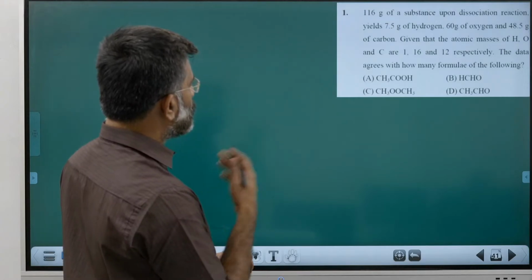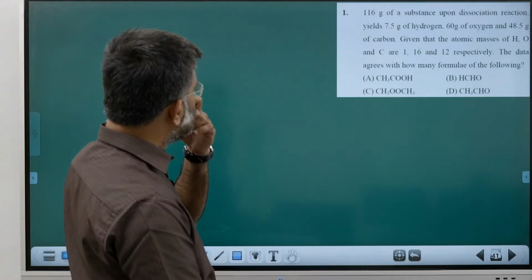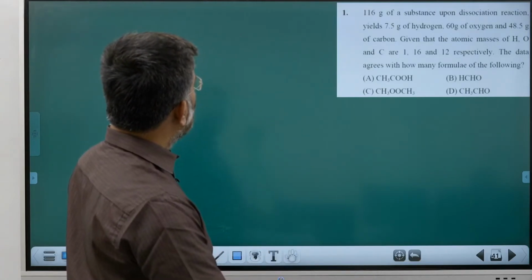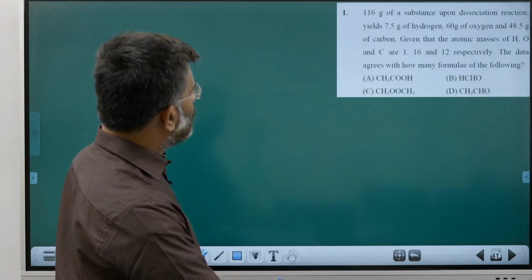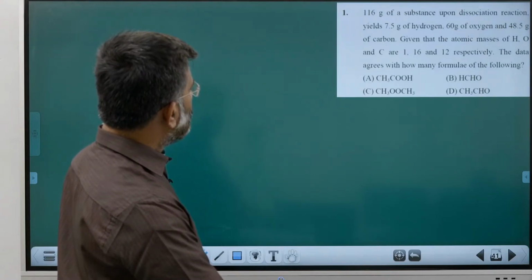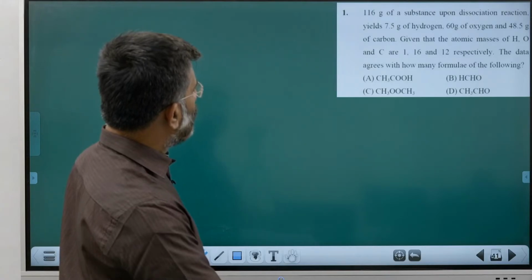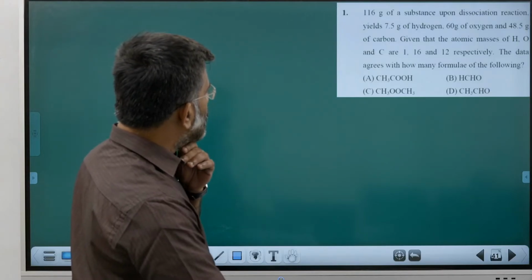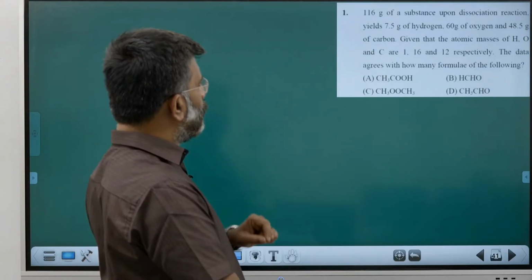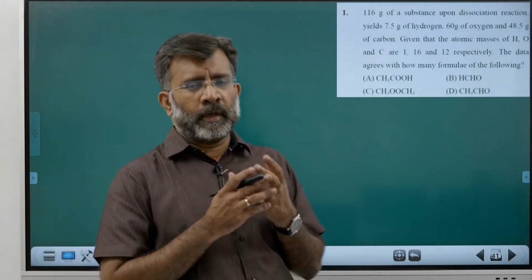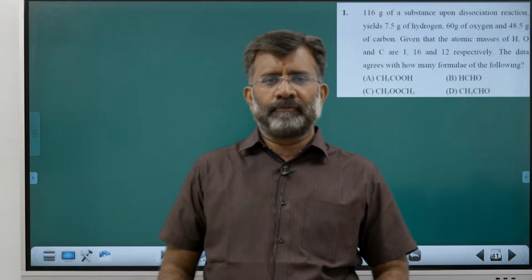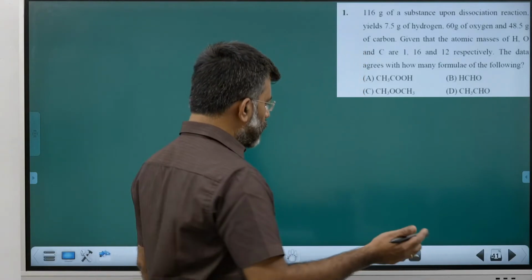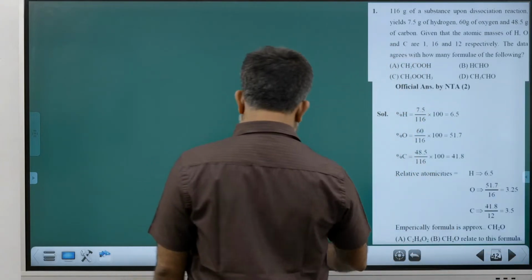That seems a section 2 question, right? Yes, a section B question it seems. 116 gram of a substance upon dissociation yields 7.5 gram hydrogen, 60 gram oxygen, 48.5 gram carbon. The data agree with how many of the following formulae? So we have to find the empirical formula and check how many are matching. How to find the empirical formula in such a situation?